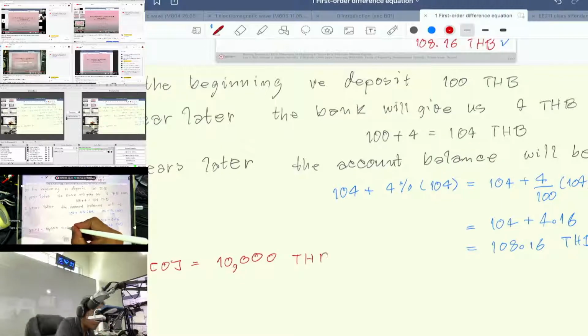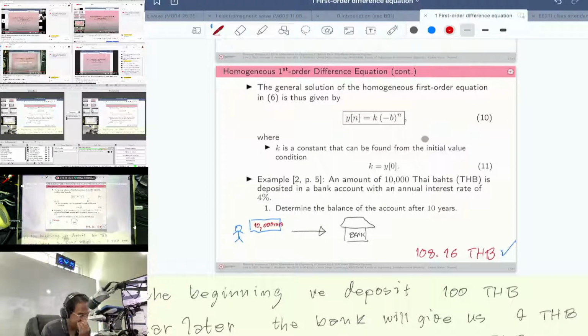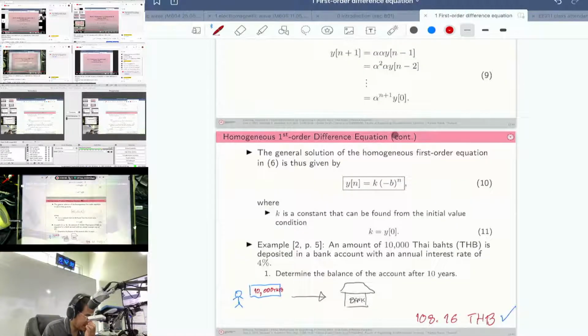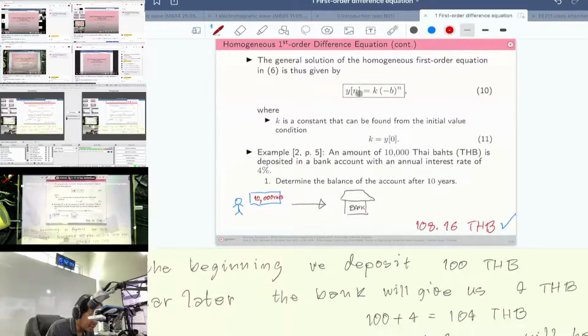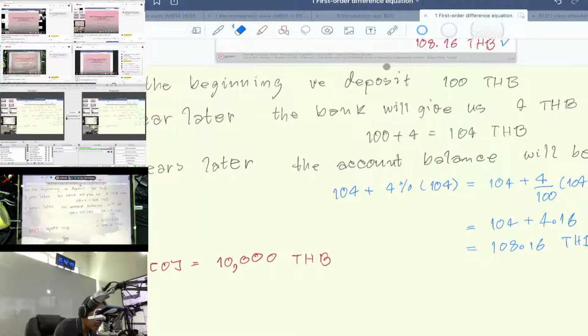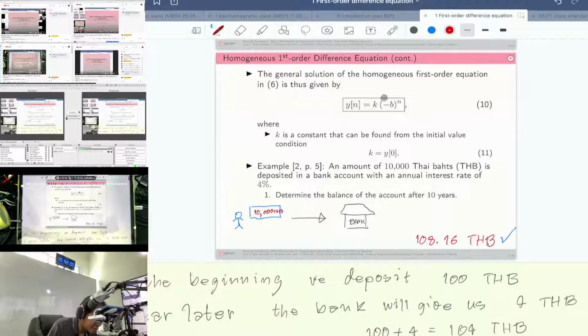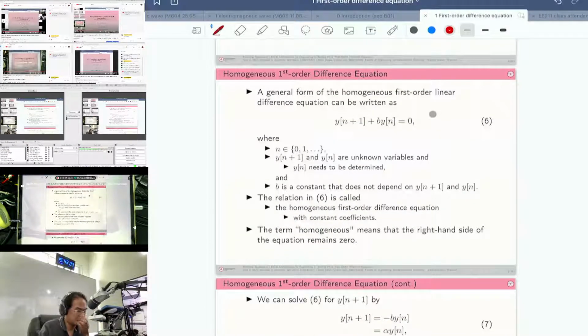10,000 baht. What is minus B? What is alpha? N is the index, the time that you want to observe, right? So N should be 10, because 10 years later, N is 10. So the missing variable is minus B. Let's talk about minus B. You have here equal to 0.